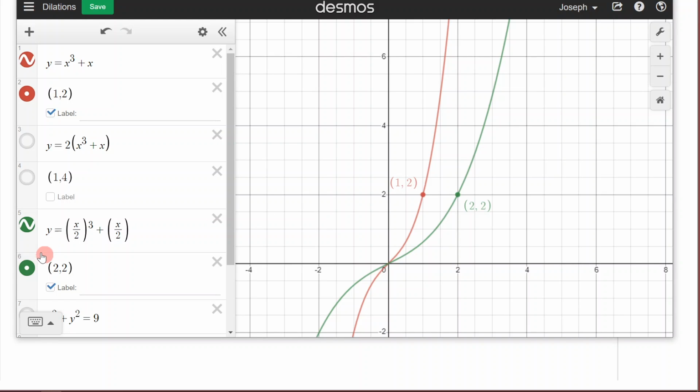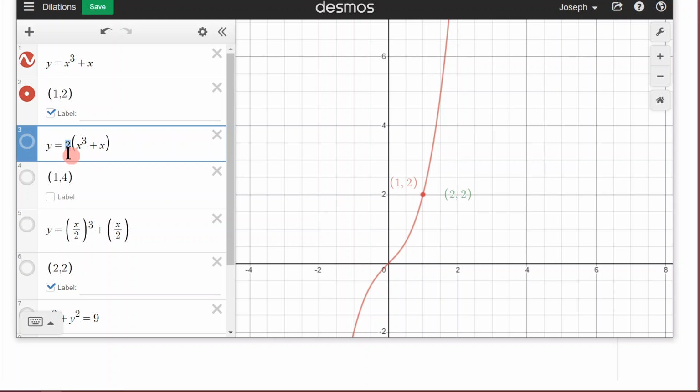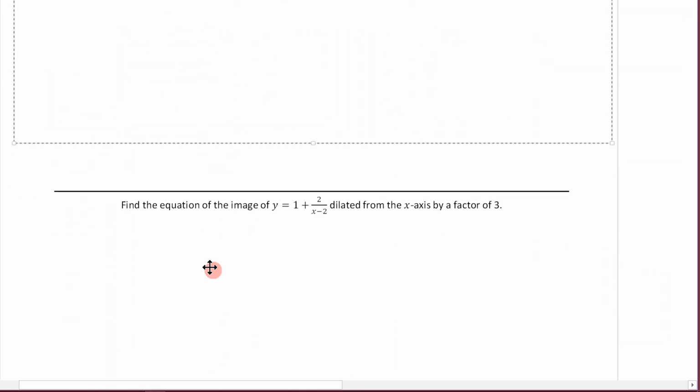Perfect. Now, you probably have also recognized something else. When I dilated from the x-axis, I multiplied the entire equation by the factor, so 2 in this case. And when I dilated from the y-axis, I ended up substituting into my x spot the reciprocal of the factor that I dilated by. And we're going to see that happen again and again. Okay, hopefully all that made sense. Let's continue on. Let's do the next one here.